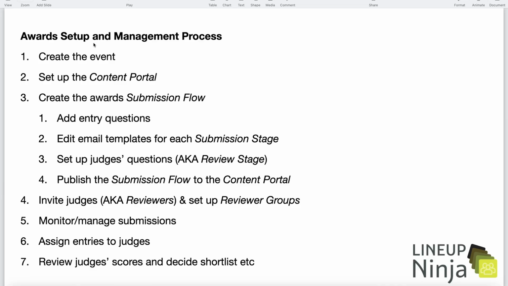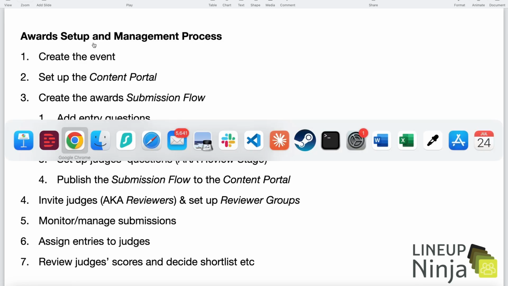So you're going to monitor and manage your entries or submissions. Then we're going to assign those entries to our judges. And then we'll watch their scores coming in and decide who's going to be shortlisted and so on. Okay, so that's the overall process that you're going to do. Let's have a look at how that looks in the product itself.